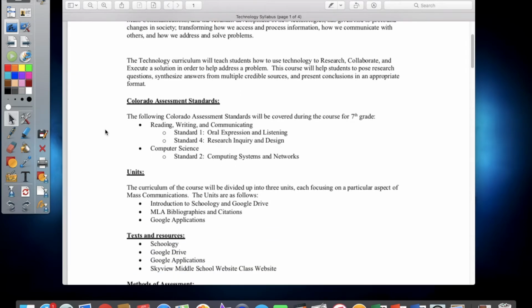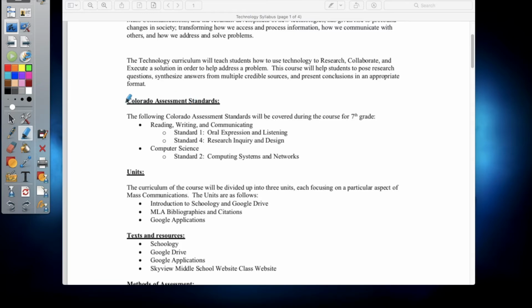And as you can see here, we also talk about the different Colorado assessment standards. These are the assessment standards that are required by the state. We're using the courses for grade 7 for the most part. Mainly things like Standard 1, Oral Expression and Listening, Standard 4, Research, Inquiry, and Design, and then Computer Science Standard 2, Computing Systems and Networks is what we'll be looking at for that one.